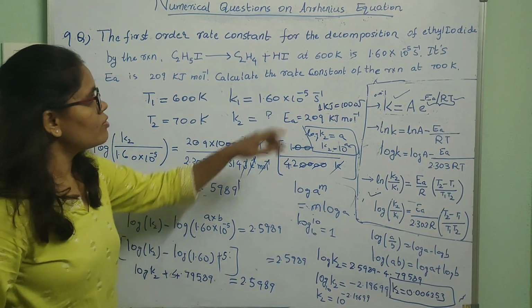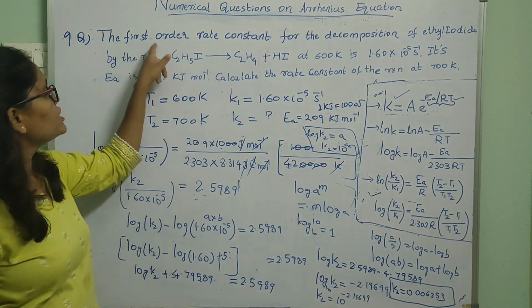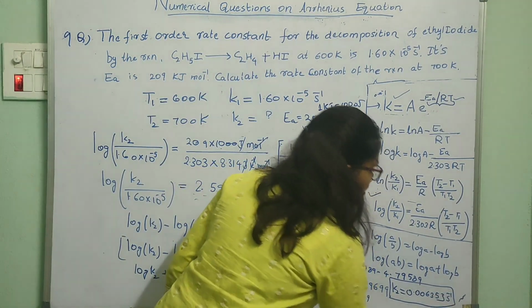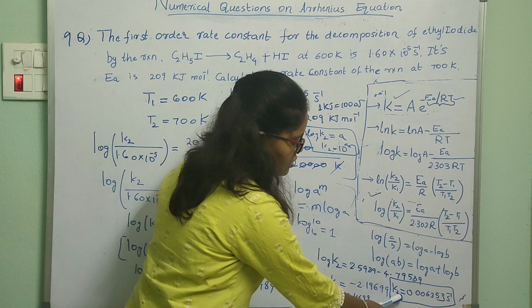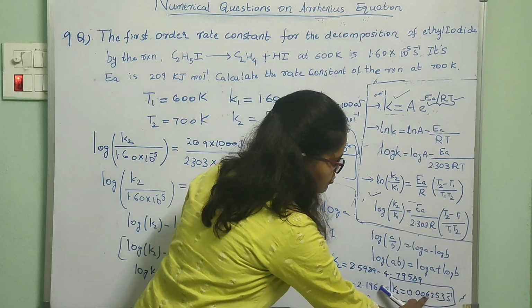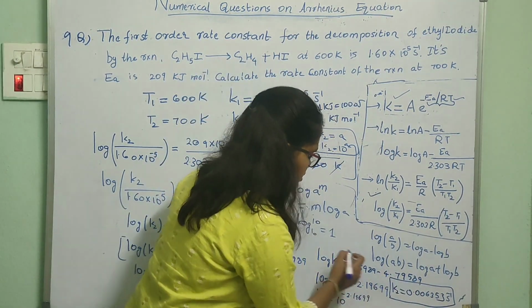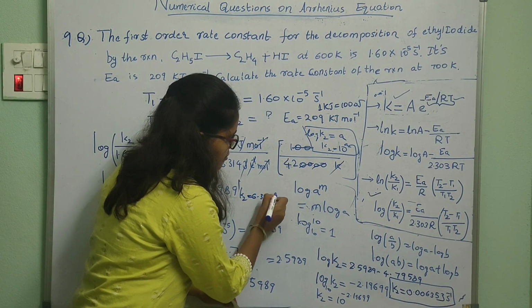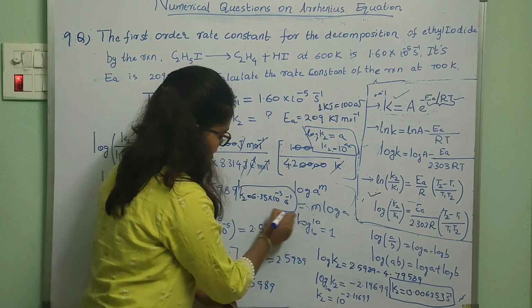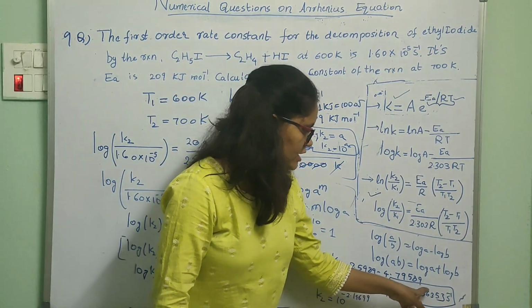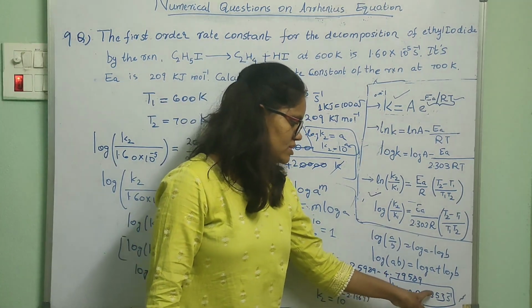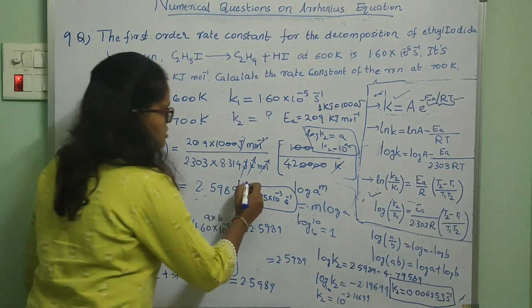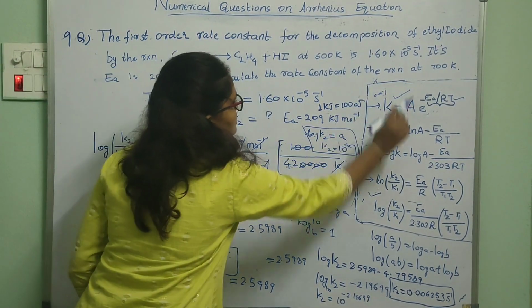So K2 is what? K2 is rate constant, and that too it is a first order rate constant. So the unit of a first order rate constant is always second inverse, right? And you can also write K2 as 6.35 into 10 power minus 3 second inverse, right? I have just multiplied and divided it with 1000. So it becomes 6.3 into 10 power minus 3 second inverse. So this is the rate constant at 700 Kelvin.